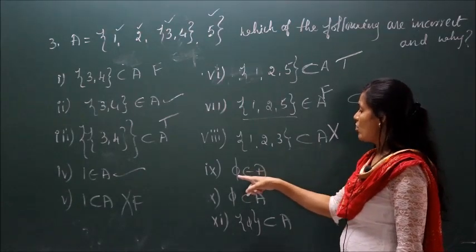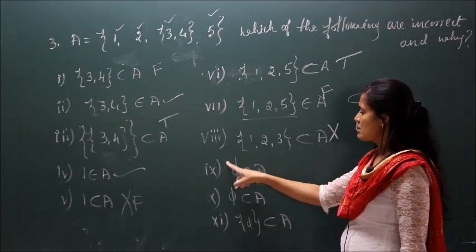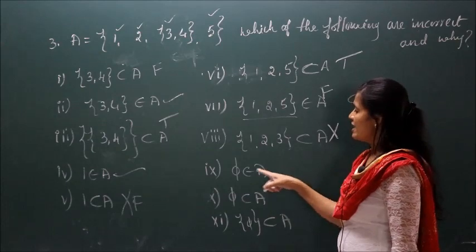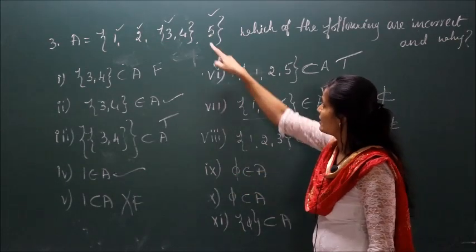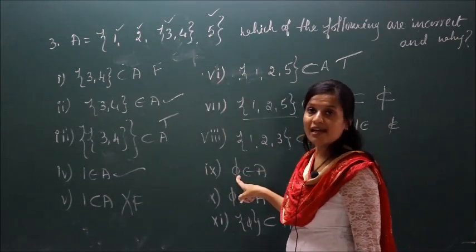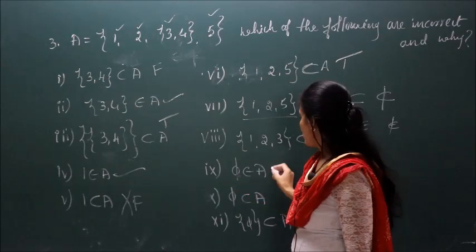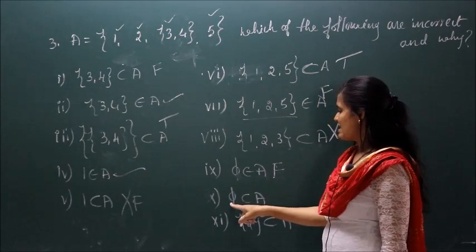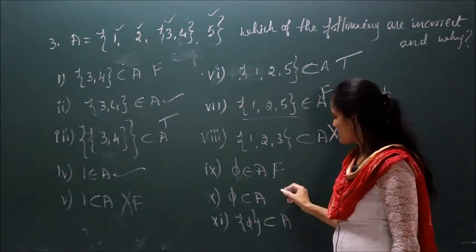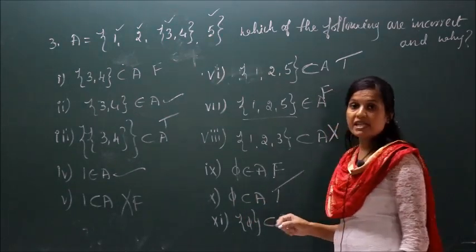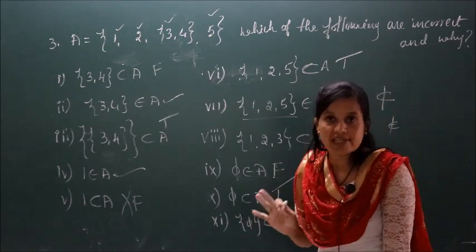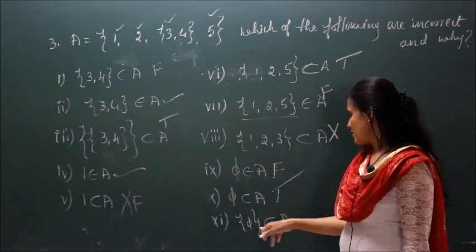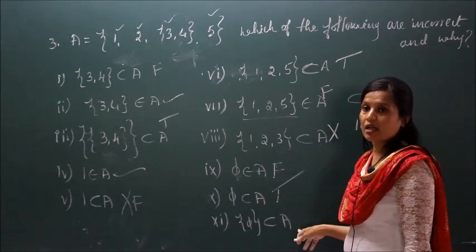Null set belongs to A. See, what do you mean by this null set? It belongs to A whenever it is given as an element. No, it's not an element. So, this belongs to A is false. Null set is the subset of A. Yes, it is true, because I said null set is the subset of all the sets. So, it is true.